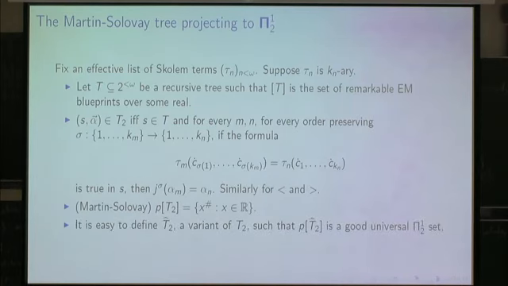So it is easy to define a variant of T2 so that the T2 hat will project to a good universal pi1, 2 set, just by making countably many copies of T2 and demanding that in the kth copy, the kth pi1, 2 formula must be true. So T2 basically projects to a good universal pi1, 2 set.